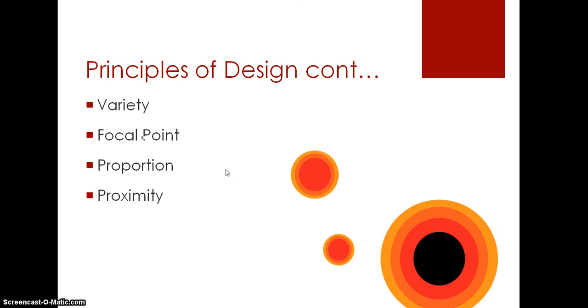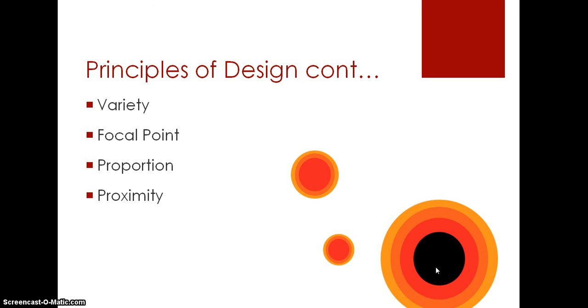Now, the fifth principle of design we have is variety. Variety is the use of elements that are not similar, and this creates a very unique feeling. The sixth principle we have is focal point. And focal point is the area of main interest where the eye is led to first. And as you can see amongst these circles, my eye is directly led to this large black circle, so that would be the focal point of this art.